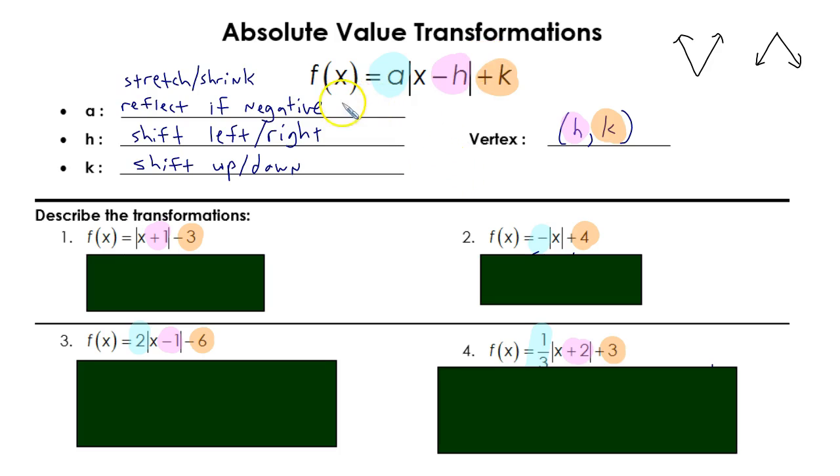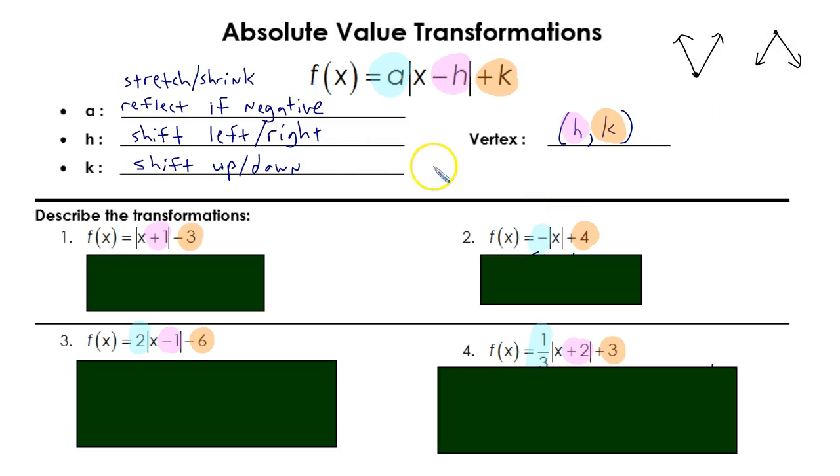So, for example, f of x equals a times the absolute value of x minus h, plus k. The a, the h, and the k tell us some things. First of all, the h and the k are where the vertex is. So this absolute value function is going to have a vertex, a spot where it changes direction. If it's going down, when it hits the vertex, it'll start to increase. If it's increasing, when it hits the vertex, it starts to decrease.